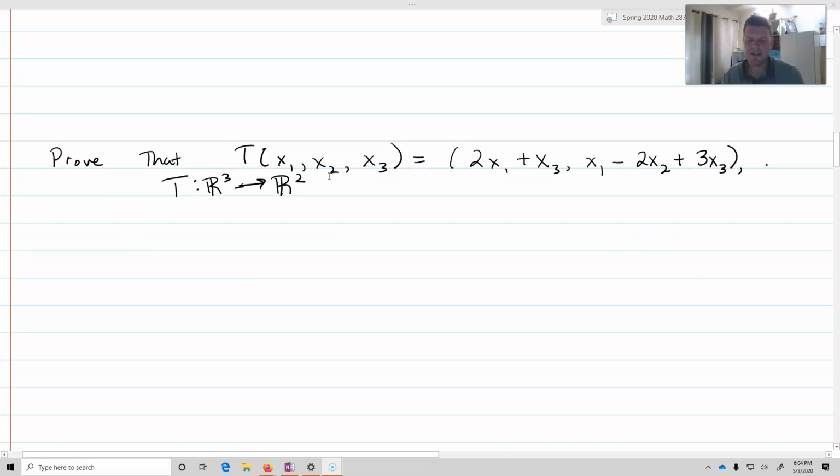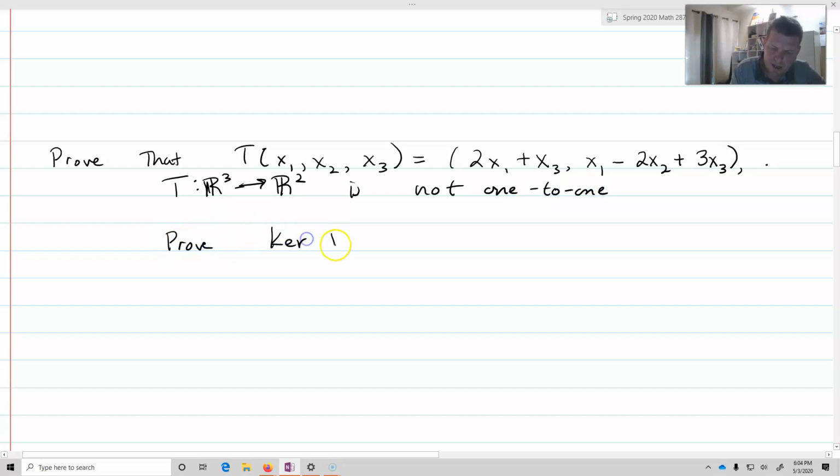So let's use this. Let's suppose that we have this transformation. It's T of x1, x2, x3, and it goes to x1 plus x3, and then x1 minus 2x2 plus 3x3. Okay, and it goes from R3 onto R2. And what we want to show is that it is not 1 to 1. In order to show that, what we want to do is prove the kernel of T does not equal the 0 vector.